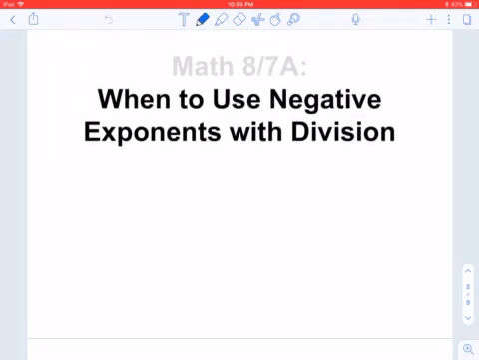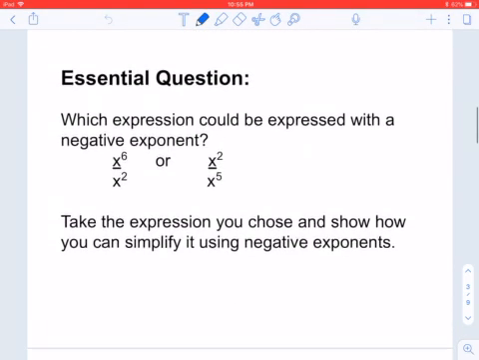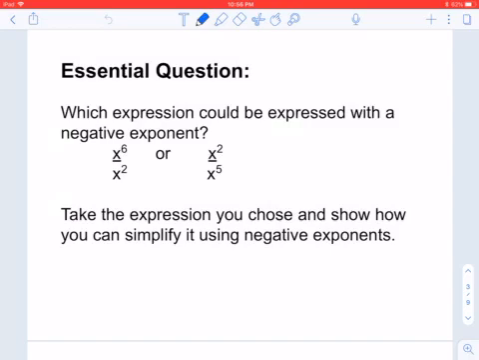So your title is When to Use Negative Exponents with Division. Your essential question: which expression could be expressed with a negative exponent? So you have x to the sixth over x to the second, or would it be x to the second over x to the fifth? Take the expression you chose and show how you can simplify it using negative exponents.